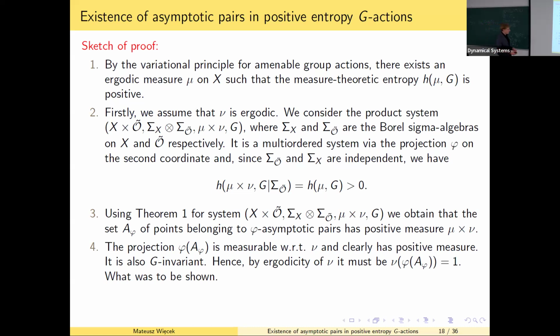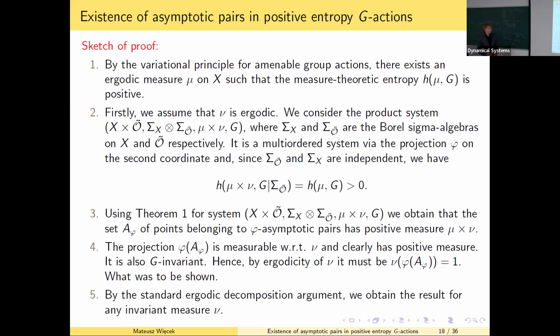another thing is that it is easy to show that this projection is G-invariant, because if for some order from a multi-order there exist asymptotic pairs, then we may take the images of the elements of this pair by some element g of G to obtain a new asymptotic pair for the order g of the order. So this set is G-invariant, hence by ergodicity it must have measure 1, because since the product measure was positive, the projection must also have positive measure. And that is what was to be shown, because we have shown that for mu almost every order there exist asymptotic pairs. But as I said, first we dealt with ergodic measures, and by the standard ergodic decomposition argument we also obtain this theorem for any G-invariant measure.